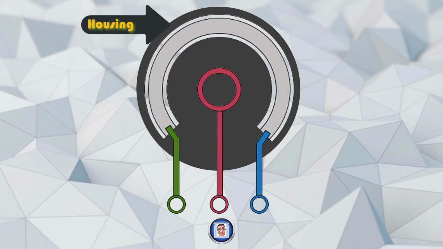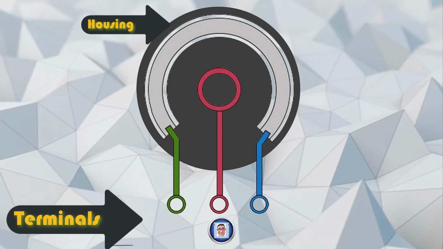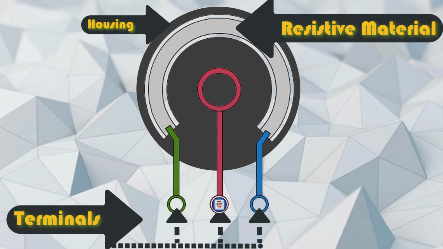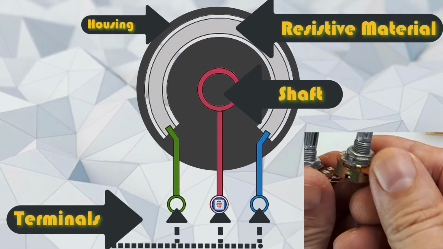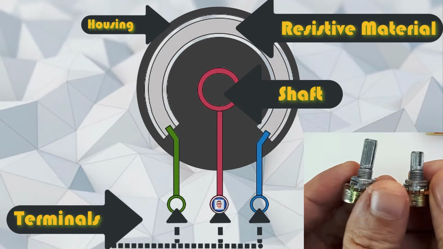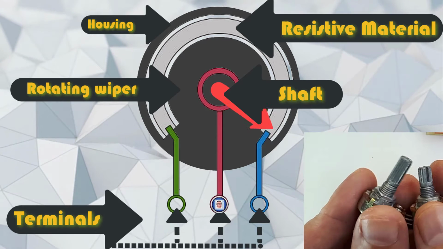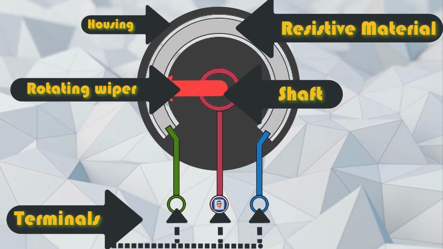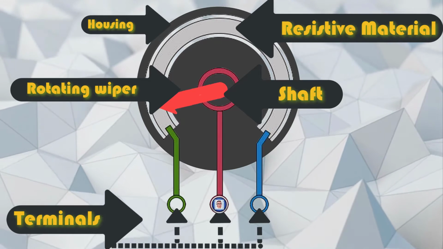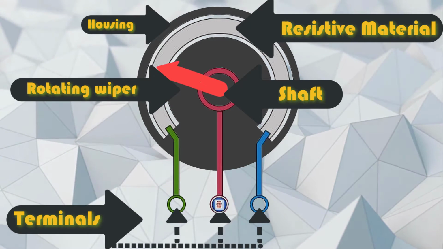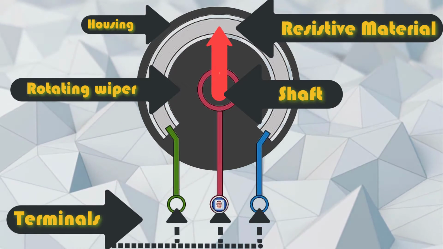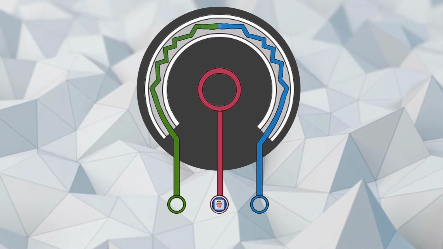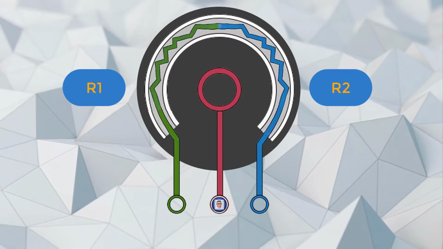I will do the analysis with this one as it applies to most of the potentiometers. There is the housing, then we already saw the terminals where the two outer ones are connected to a resistive material. In the middle, there is a shaft that can be either short or long, on which is attached the rotary wiper that takes the reading depending on where it is on the resistive material. But how does this work, you may ask? Imagine that the resistive material is in fact two resistors, like so, and we will call them R1 and R2, as we are used to that by now.